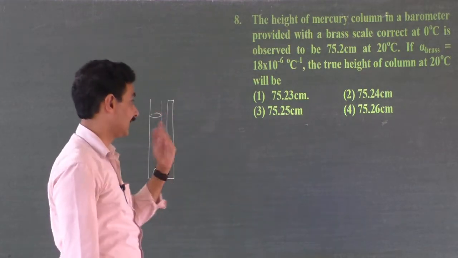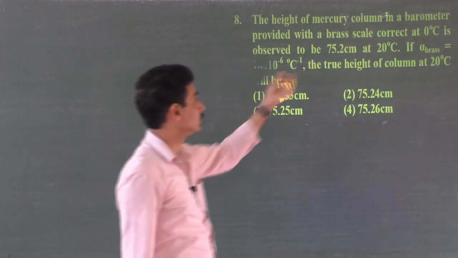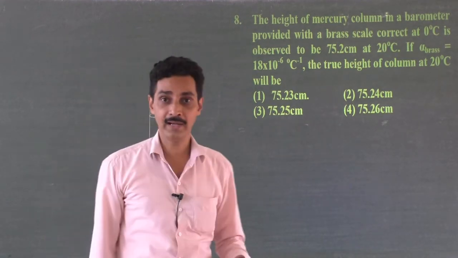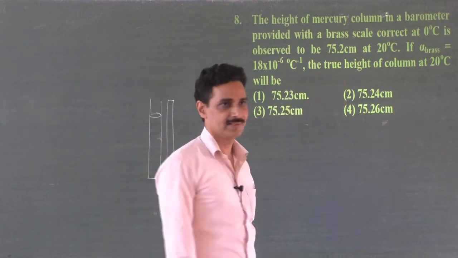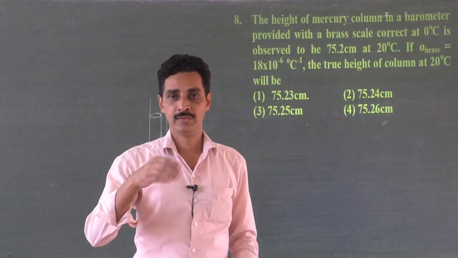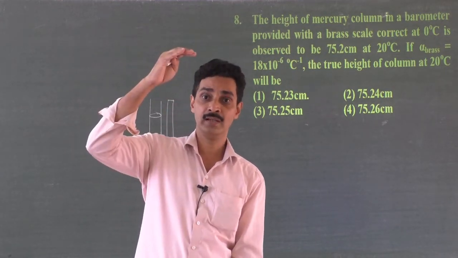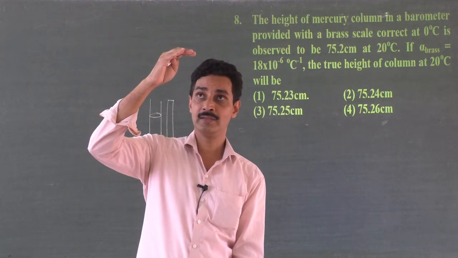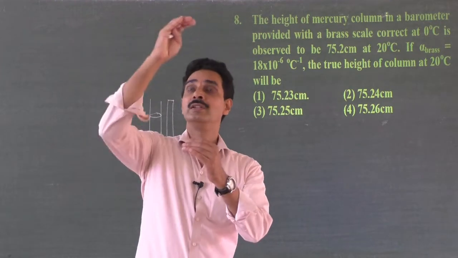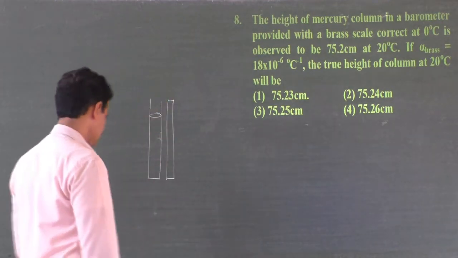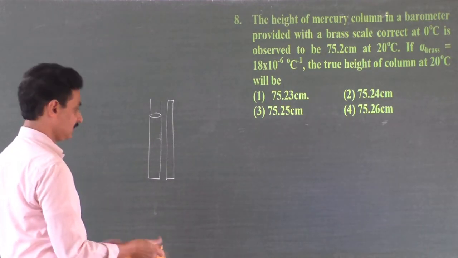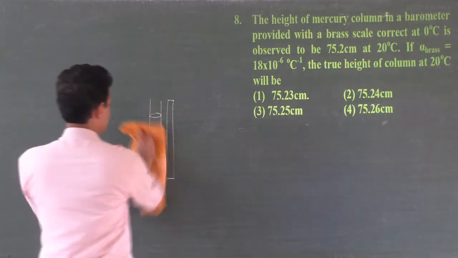So what is the change in length? That's what you have to calculate and add to 75.2 centimeters. Find out how much brass has expanded when it is heated from 0 to 20 degrees centigrade. That extra expansion has to be added to 75.2. Actually it has expanded and is showing the reading here, but if it was not expanding, 75.2 would have been at a lower place, so it should have shown a higher reading. So what is the change in length shown by the brass rod when it is heated by 20 degrees centigrade? That is what you have to calculate.